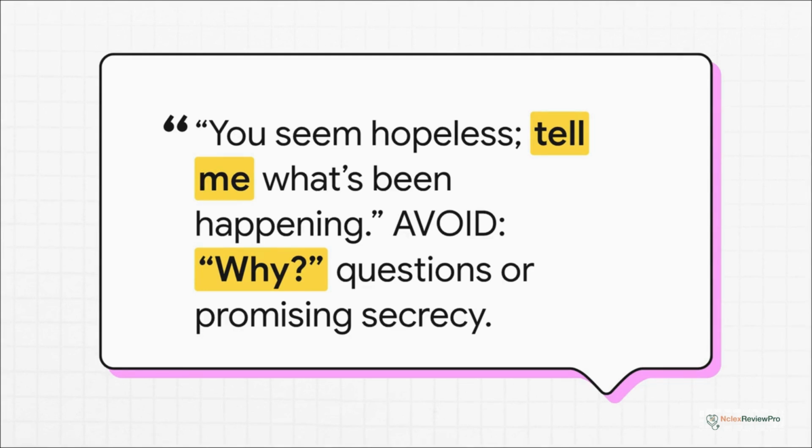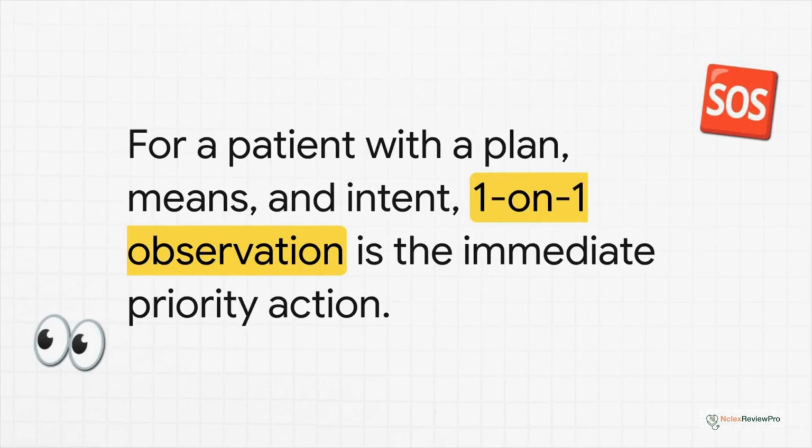So, what's the number one priority intervention? If that patient confirms ideation, a plan, the means, and the intent, what do you do first? You put them on a 1-to-1 observation, immediately. This means someone is with them, at arm's length, 24/7. It is not optional. It is the absolute priority to keep them safe.